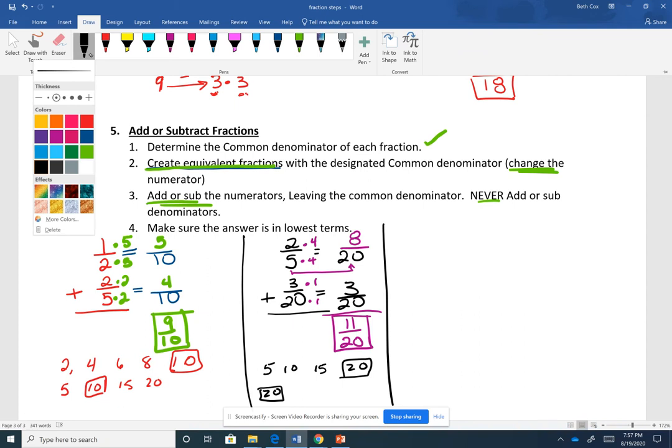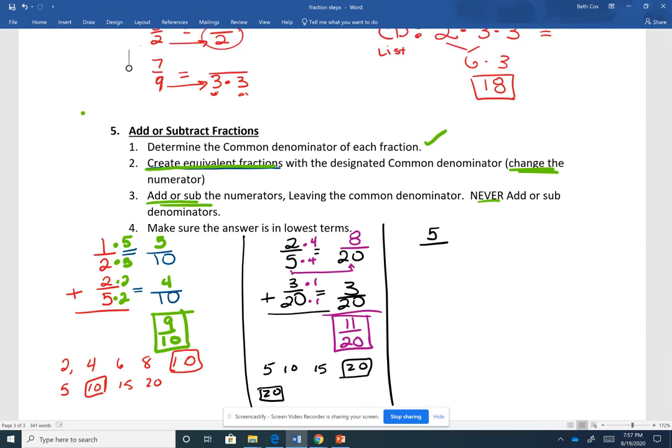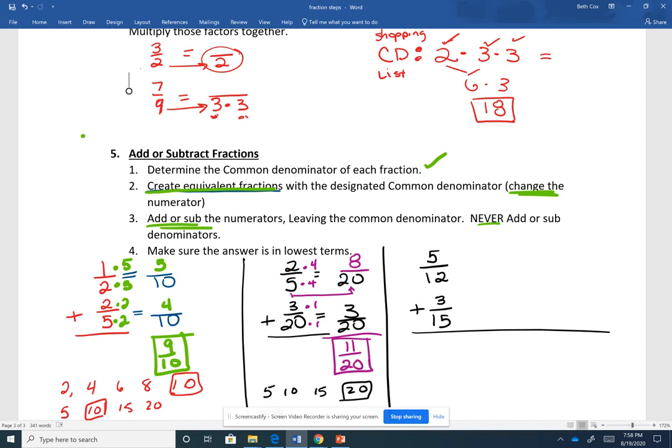So say we have 5/12 plus 3/15. Okay, so now you can use a multiplication chart to get your common denominator. You could try the other method up there that we did a minute ago. So sit and see if you can think about it. Stop the video and think about it. All right. If we do the method up above, okay, that would be the factor method.